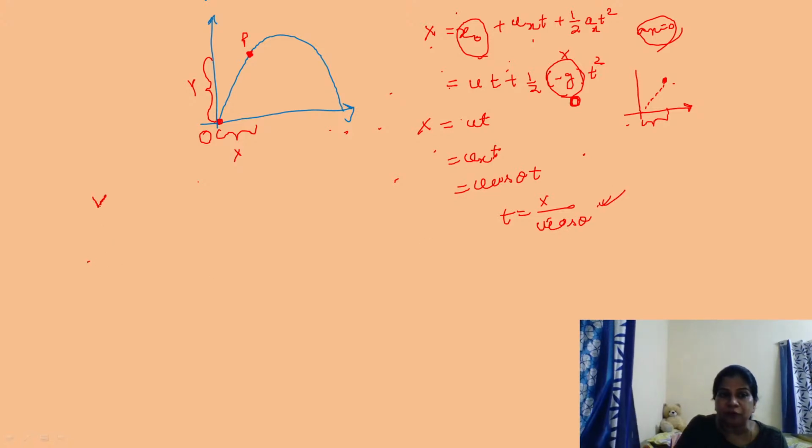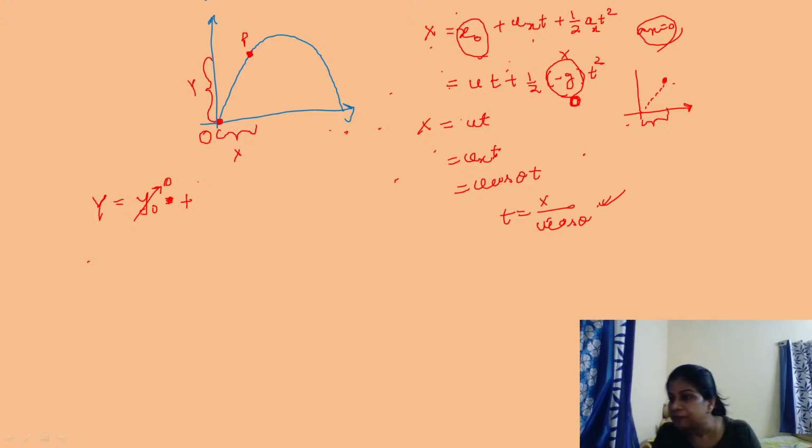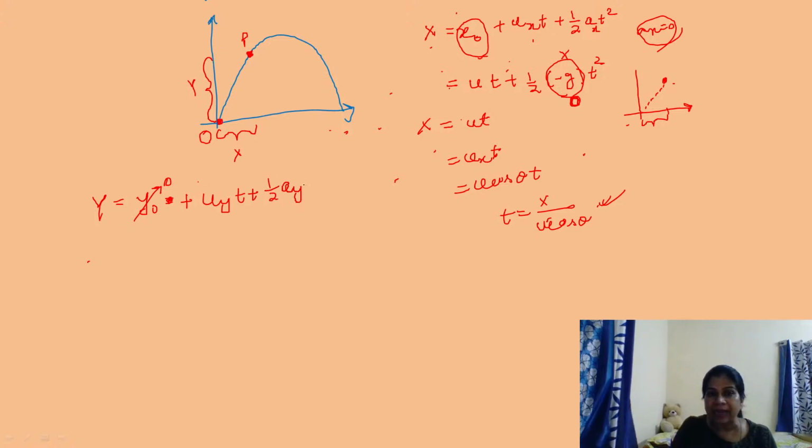Similarly, I can write for expression of y is equal to y0, and y0 is nothing but equal to 0, because there is no concept of origin. मतलब origin, ma'am, the answer will be 0. Very good Manoj. So ये जो y0 है, यहाँ का origin से start हुआ है. So here also y0 component is also 0. So y0 plus uy t plus half ay t square.